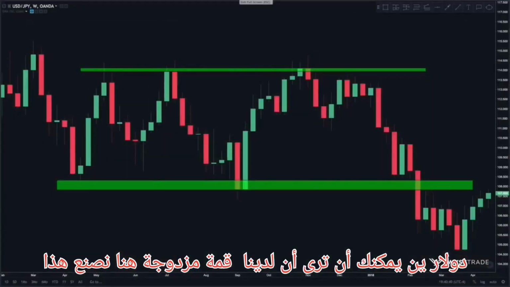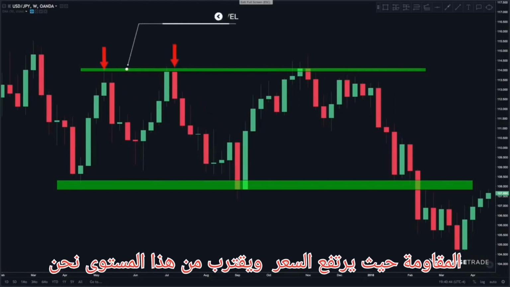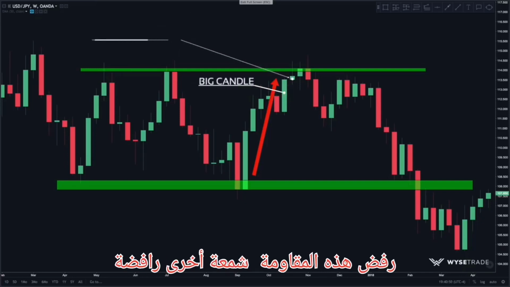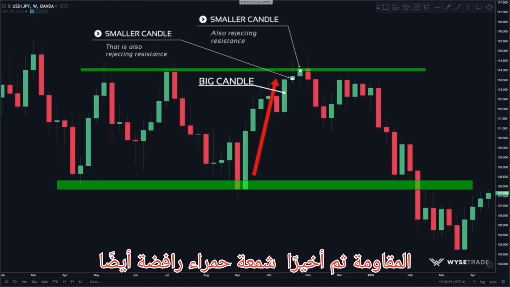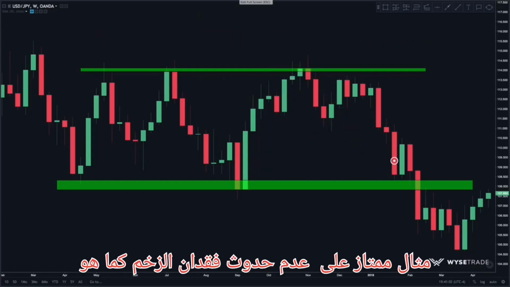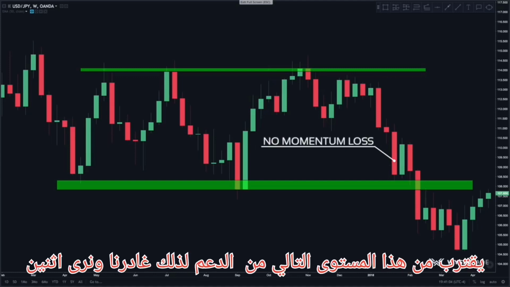Here's the dollar yen. You can see we have a double top here making this resistance. As price comes up and approaches this level, we have a big candle followed by a smaller candle that is rejecting this resistance, another candle rejecting resistance, and then finally a red candle also rejecting resistance before price reverses downwards. Now here's a perfect example of momentum loss not occurring as it approaches this next level of support.